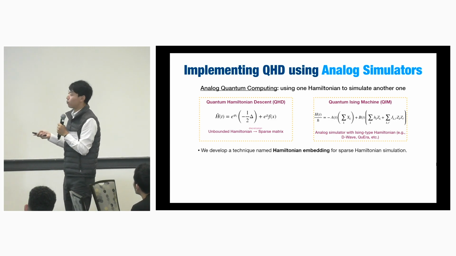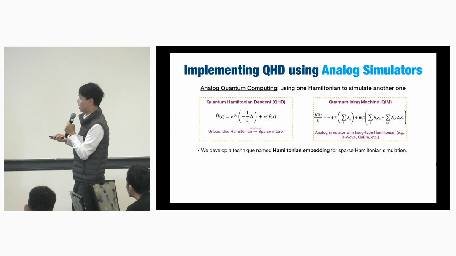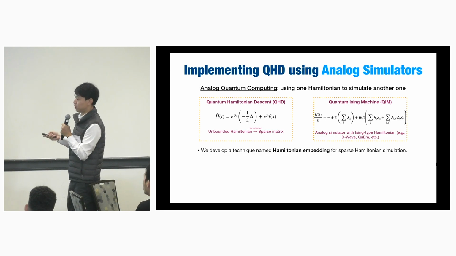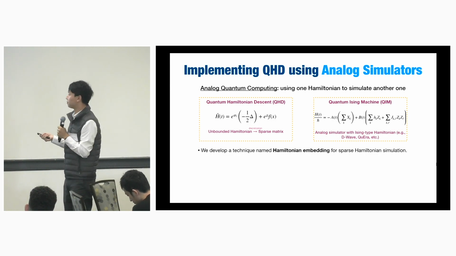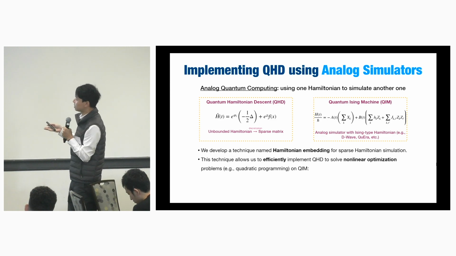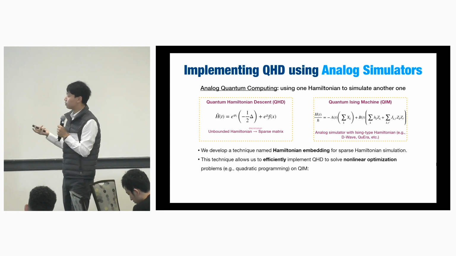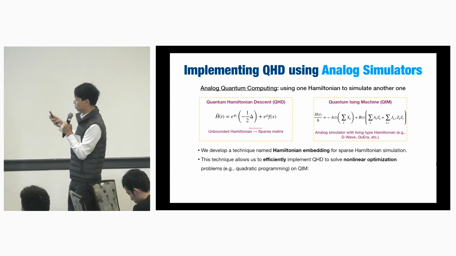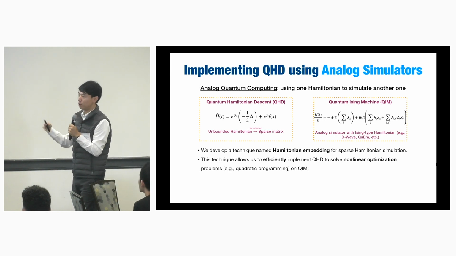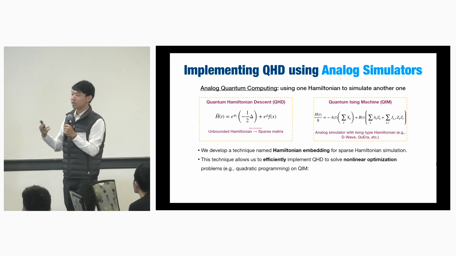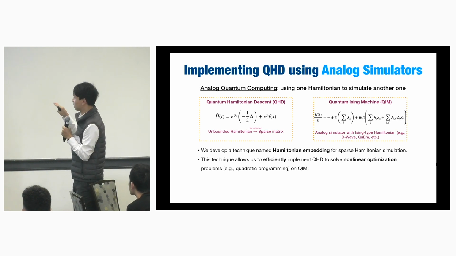And that's the reason why we propose a new technique called Hamiltonian embedding, which is exclusively for simulating sparse Hamiltonians or sparse matrices using existing and programmable quantum simulators. So using this Hamiltonian embedding idea, we are able to efficiently simulate QHD to solve nonlinear optimization problems. For example, quadratic programming using existing quantum hardware. And later, I'll actually show you we developed a software library that you can directly call to implement this whole process automatically.